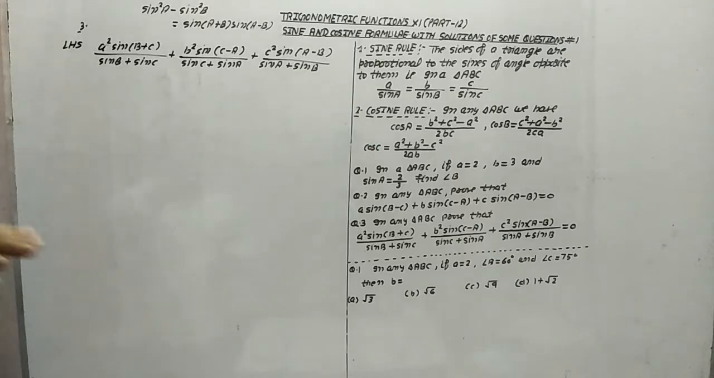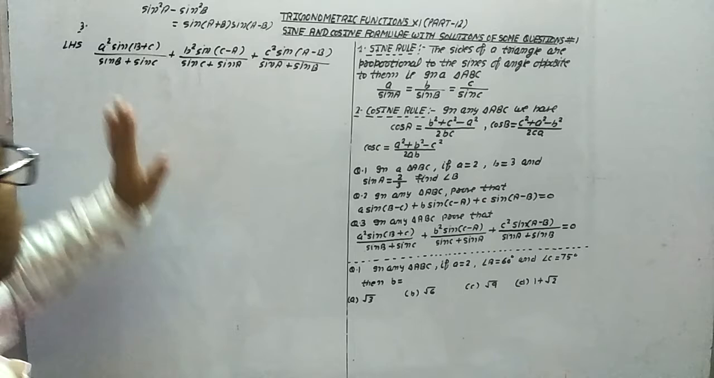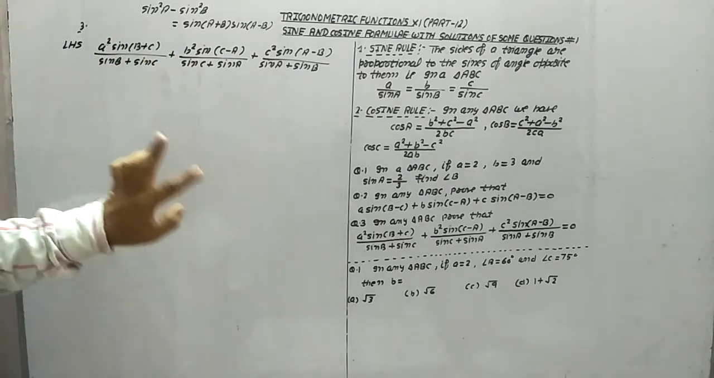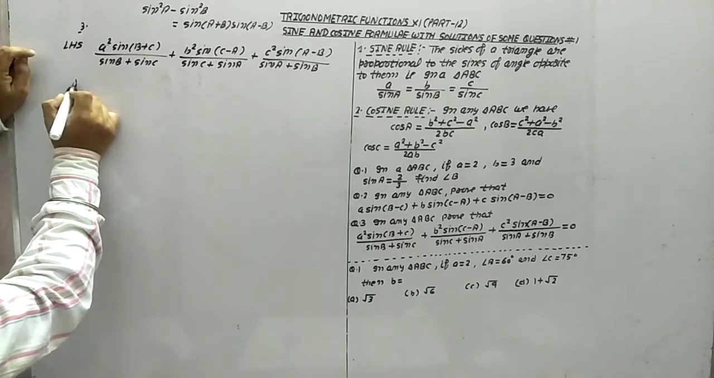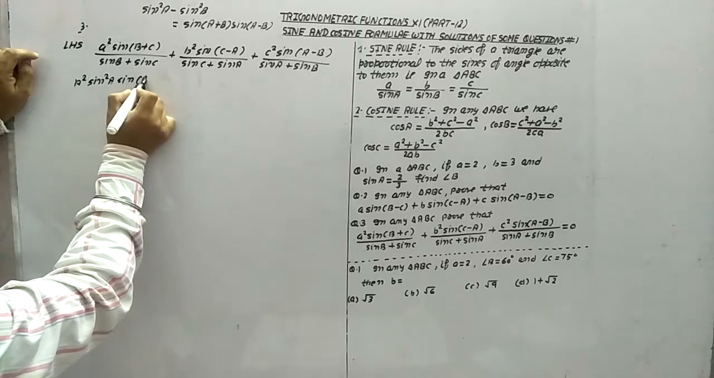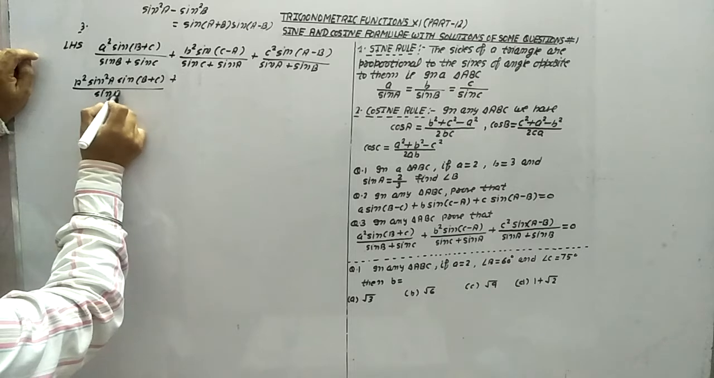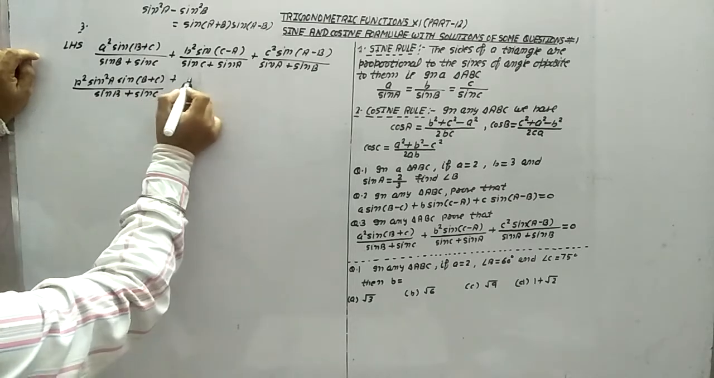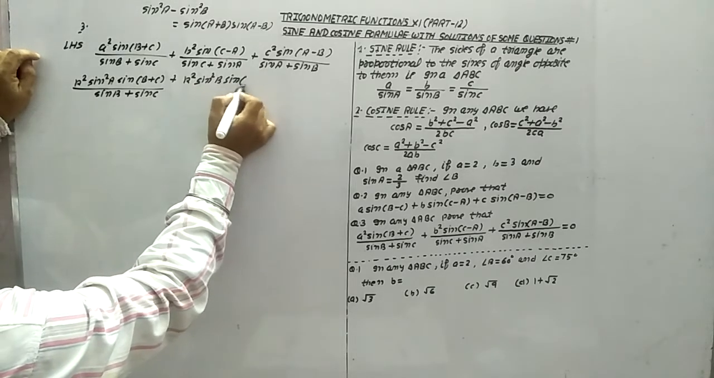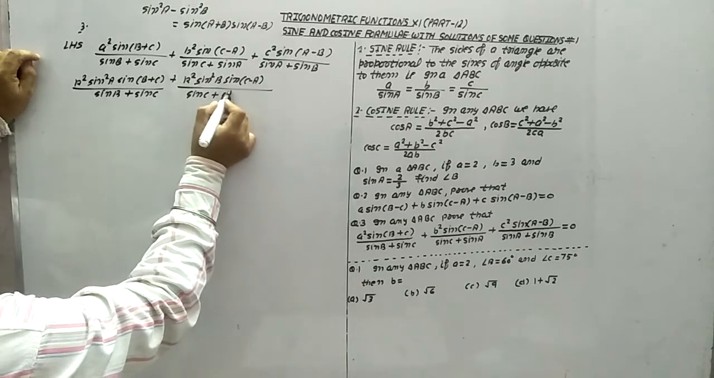Now look at this thing. In question number 3, we have to prove this in any triangle ABC. So this is the left hand side. Now we know very well a is equal to K sin A. So directly we will write down by sine rule K square sin square A sin B plus C upon sin B plus sin C, plus K square sin square B sin C minus A upon sin C plus sin A.